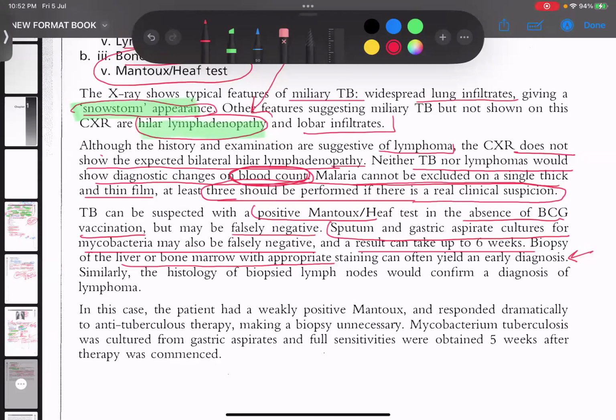After that, we'll go with the sputum. If the child is able to expectorate, then sputum. But this is a 3-year-old, most likely we'll have to go for a gastric aspirate. Similarly, the histology of a biopsy of the lymph node would confirm a diagnosis of lymphoma.